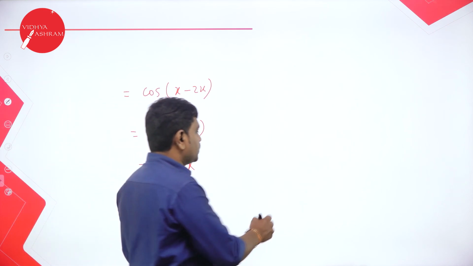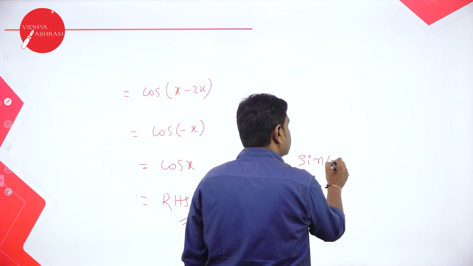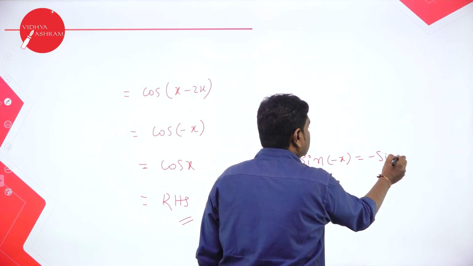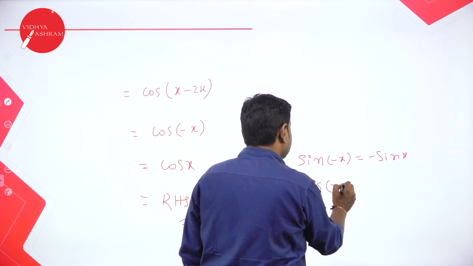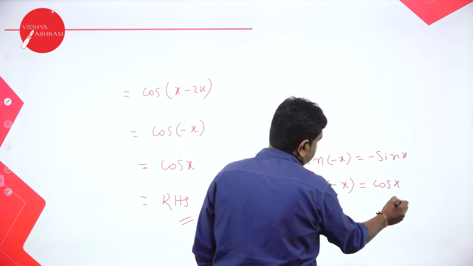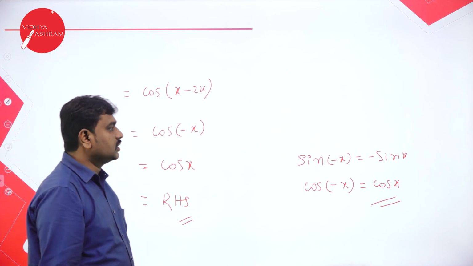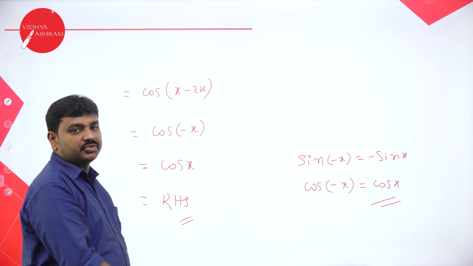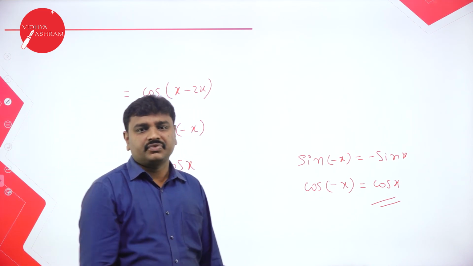So you should know the sign relation, all of you. Sin of minus x in mathematics is minus sin x. But cos of minus x is what? Cos of minus x is positive cos x. Important relation. So now these are the standard problems of exercise 3.3 which I have completed.